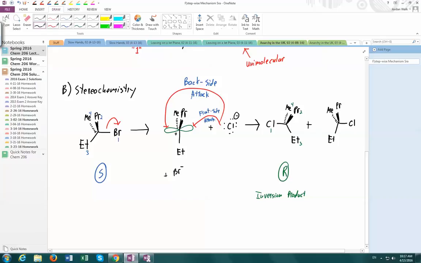So here we have the result of our backside attack, and of course this stereocenter must be what? Yeah, it must be S. It's the mirror image of our R product. And so here's what we refer to as our retention product. And so now we have multiple products possible based on the mechanism that we go through. If we go through an SN1 mechanism and we form a carbocation, we get both front side attack and backside attack.